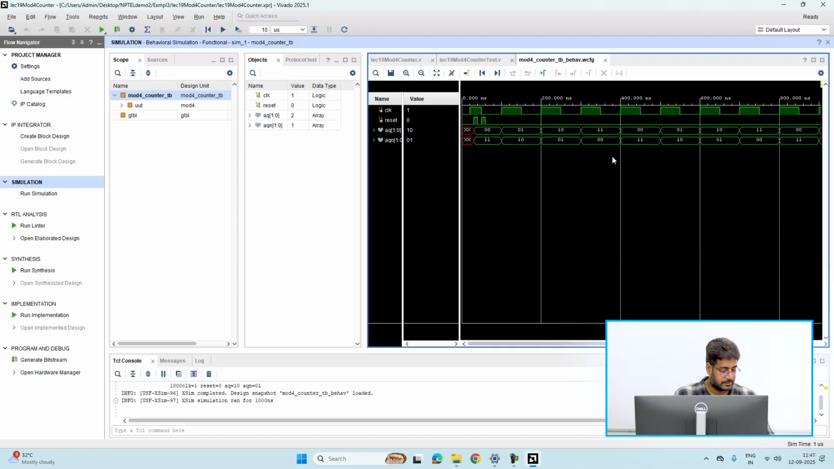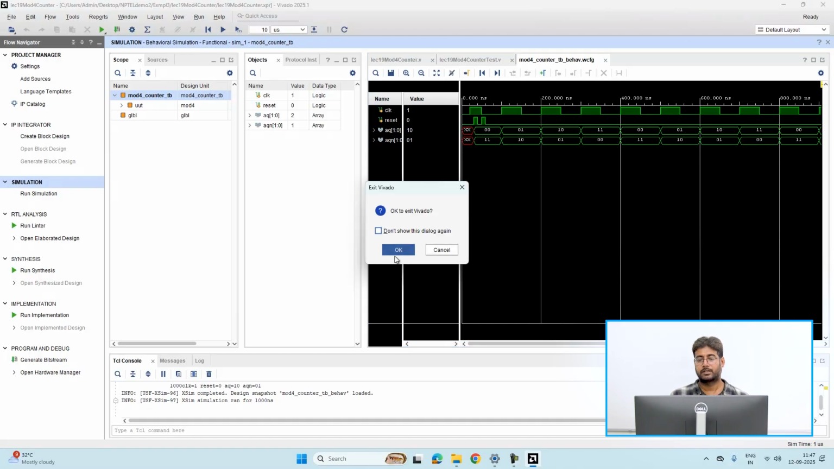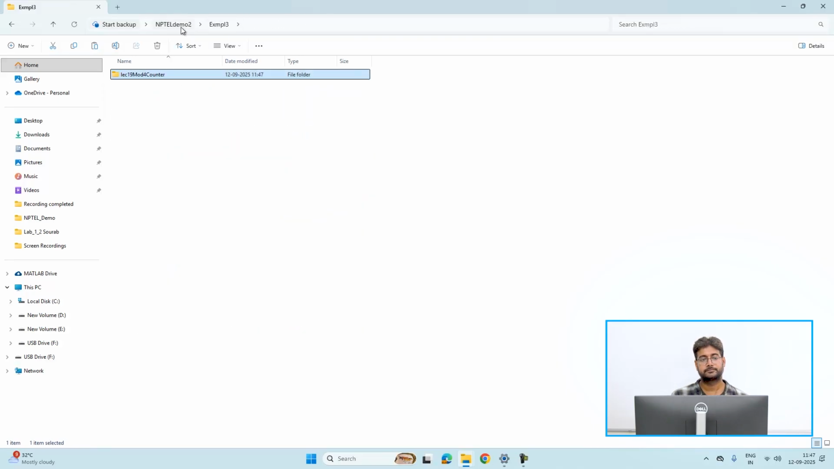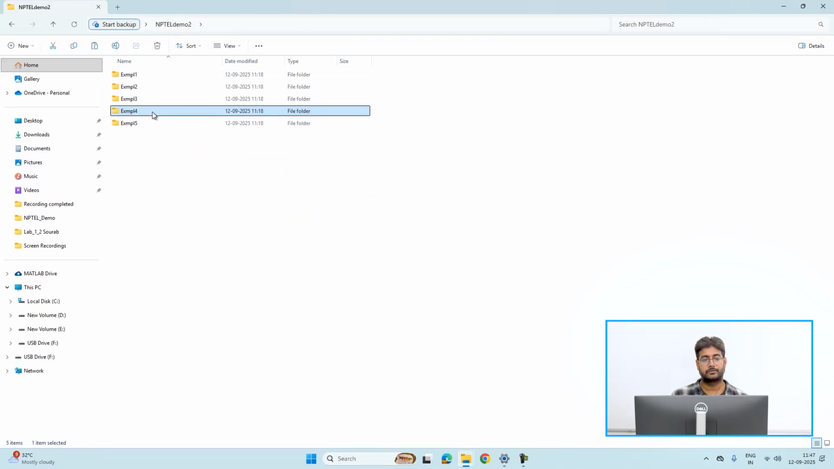Then we will move on to the next example, which is a mod 64 counter. It will use instantiation of this mod 4 counter, and this mod 4 counter had used an instantiation of toggle flip-flop, which had used an instantiation of D flip-flop, asynchronous D flip-flops. So this mod 64 counter.